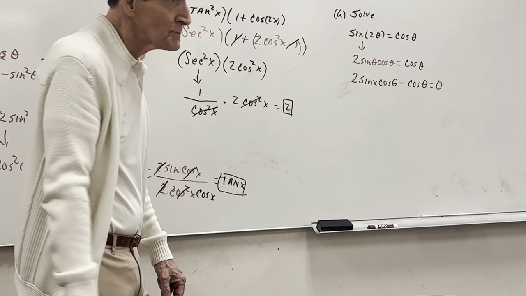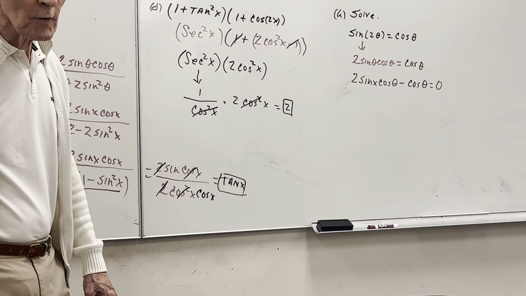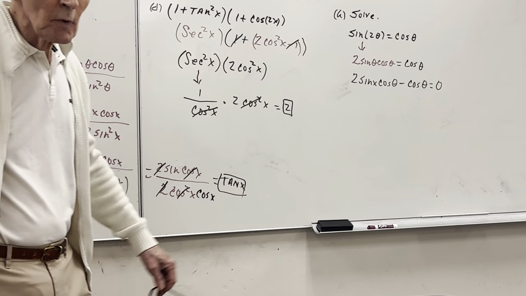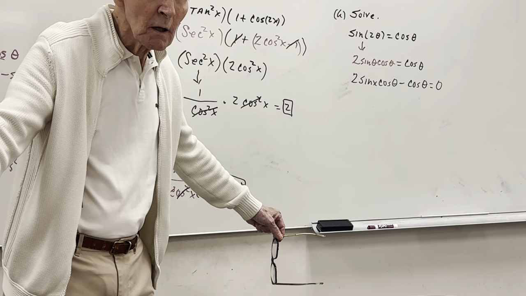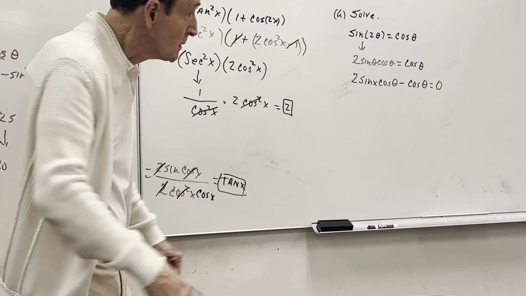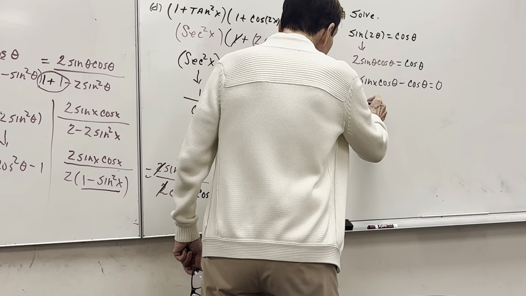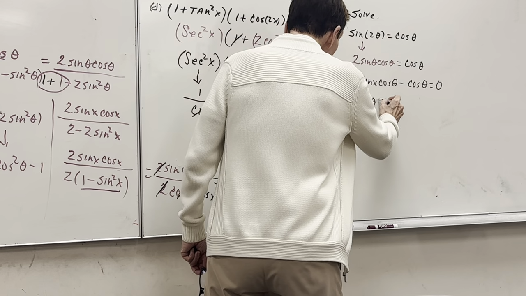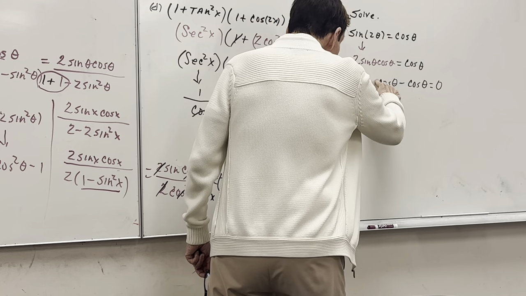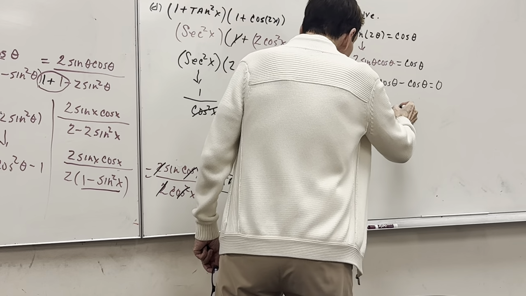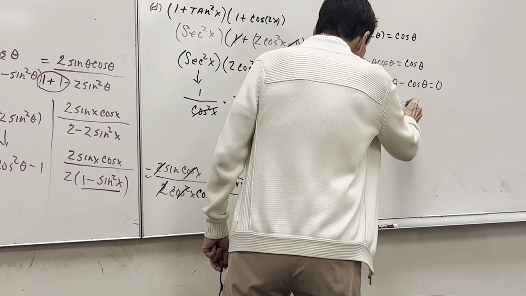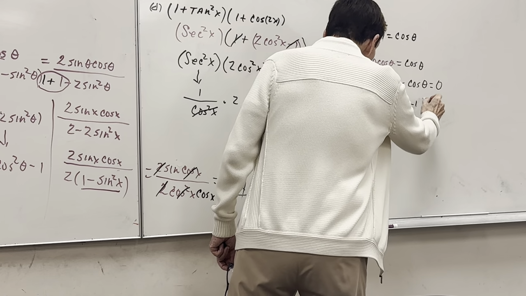Is that true, guys? Let's move the cosine over. Now, why did the student want me to move cosine over? Because you can factor it out. Take out cosine theta on the left, and you're left with 2 sine theta, subtract 1. That should be a theta there, not x.